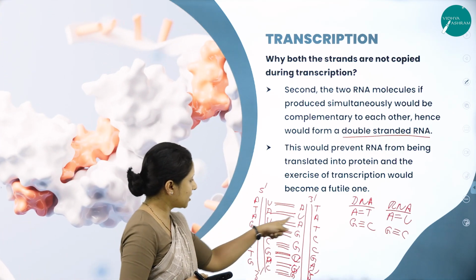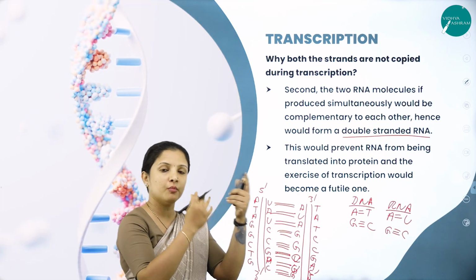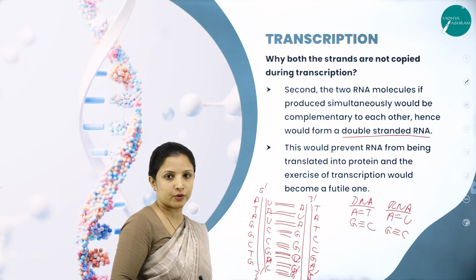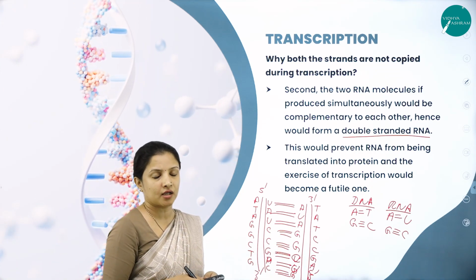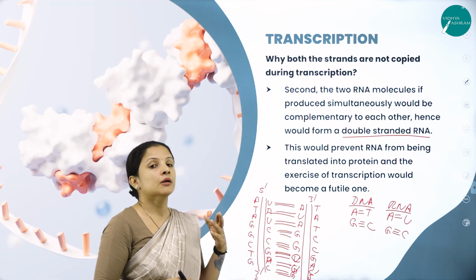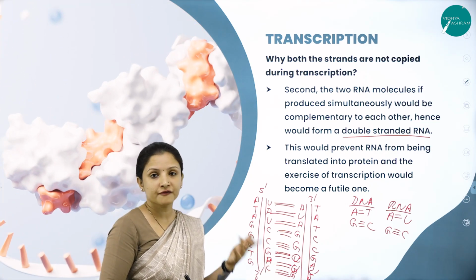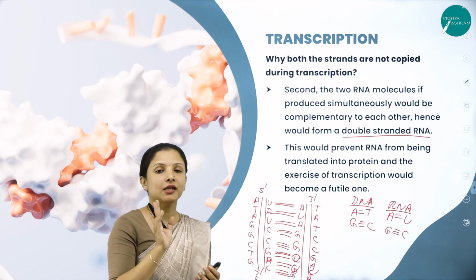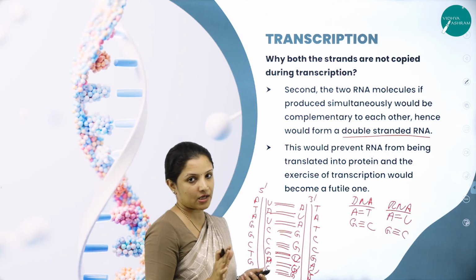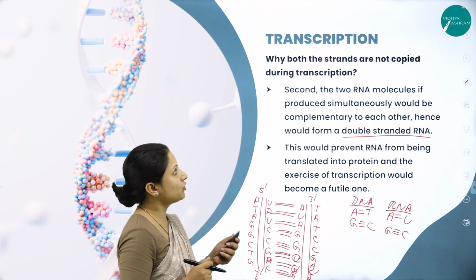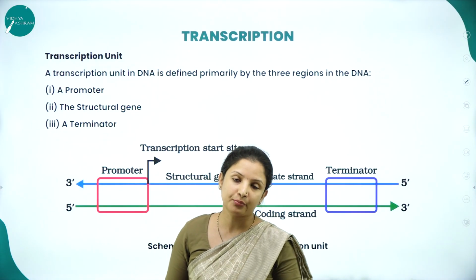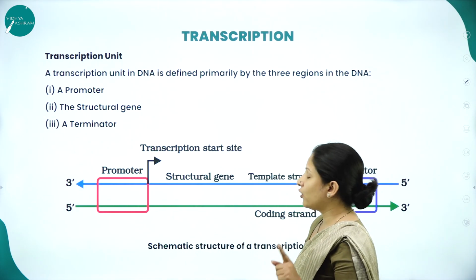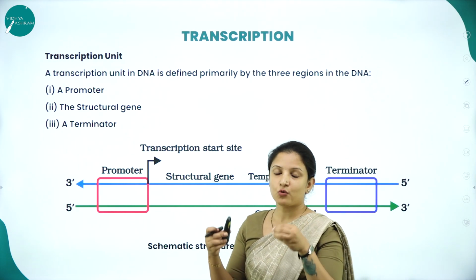So won't these strands become complementary to each other, and won't they form a double-stranded RNA? It is there because they are complementing. Hydrogen bonds will get formed between them and they can form a double-stranded RNA. Now, if they form a double-stranded RNA, protein synthesis will not happen. A lot of complexities can be created. So to avoid that, only one DNA strand participates in the process of transcription. So this is about why both the strands are not copied during transcription. That is why only one DNA strand is involved in the process of transcription. So from this, what did you learn?